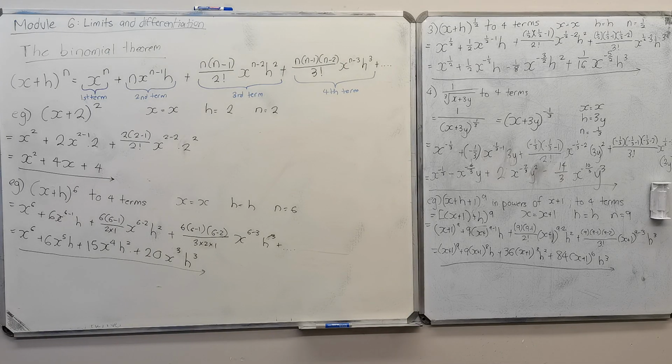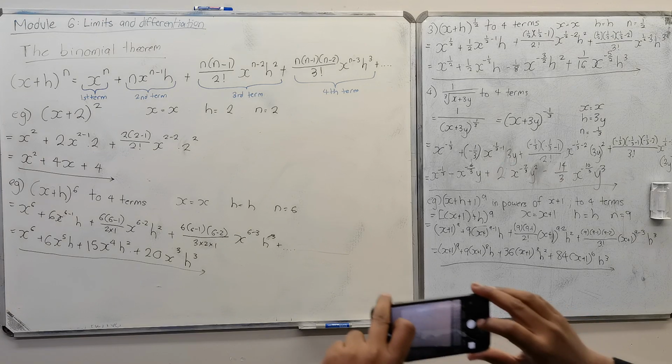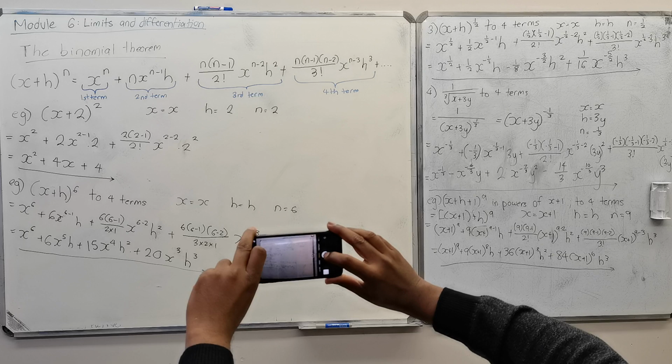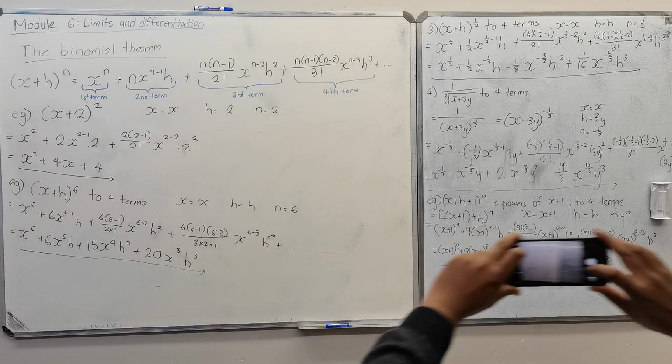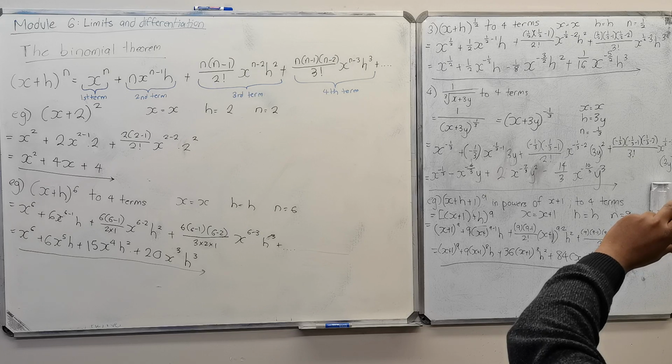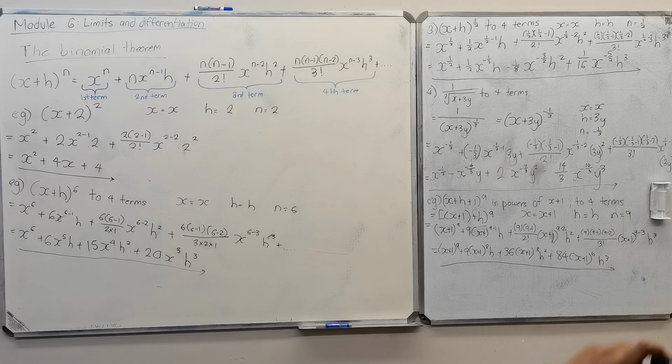You said the x plus h plus 1 to the power 9 is equal to x plus 1 plus h to the power 9. Yeah. So you see when they ask in powers of x plus 1, they want the value of x when you're substituting in binomial theorem to be x plus 1. So that's why I rearranged the formula to get x plus 1 plus h to the power 9.